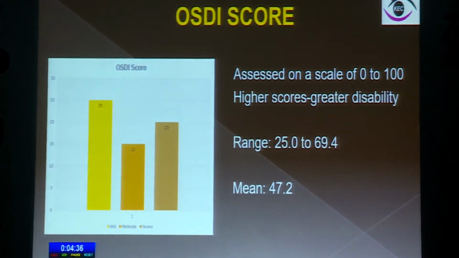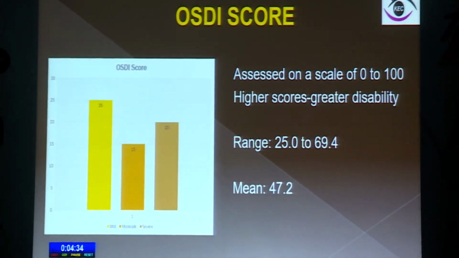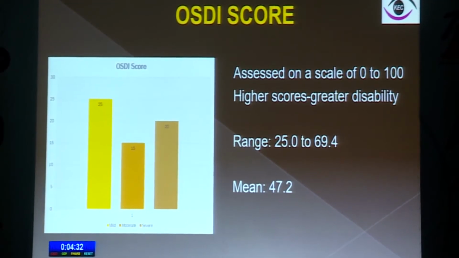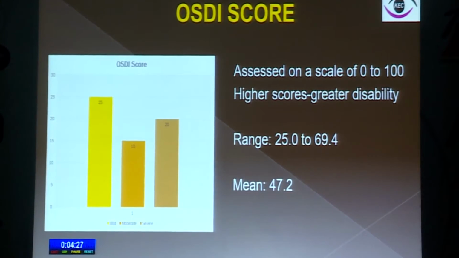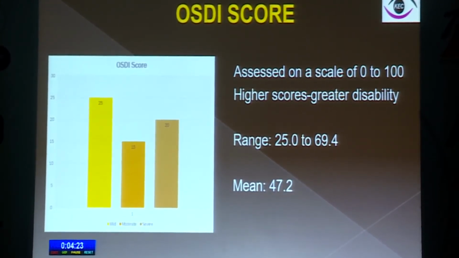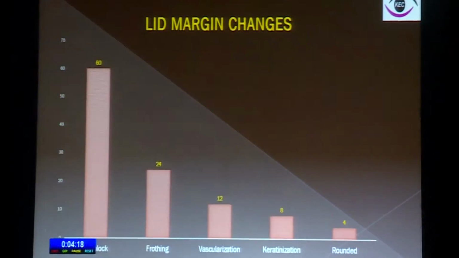Ocular surface disease index score was assessed on a scale of 0 to 100. Higher the score, greater the disability. The range was between 25 to 69.4 and the mean was 47.2. So it was mild in 25 eyes, moderate in 15 eyes, and 20 eyes had very severe dysfunction.